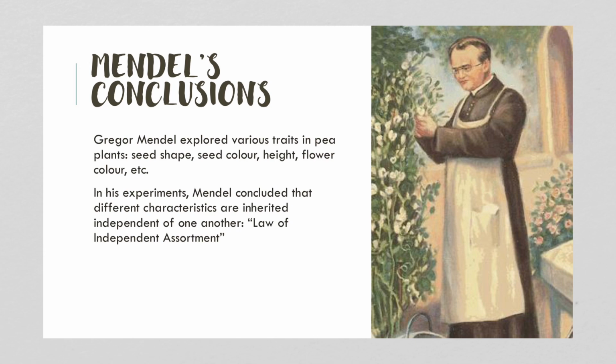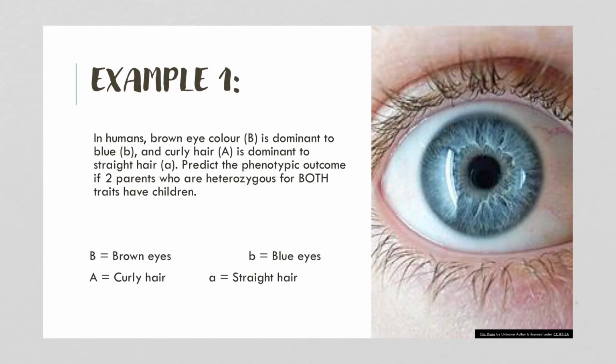In his experiments, Mendel concluded that different characteristics are inherited independently of one another. He called that the law of independent assortment. So you don't inherit seed shape and seed color in the same way. Each of them is controlled by different alleles on different chromosomes. So let's look at an example.